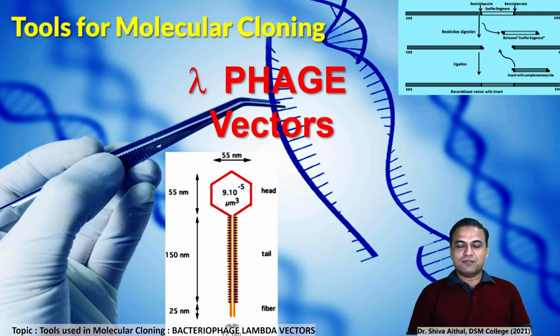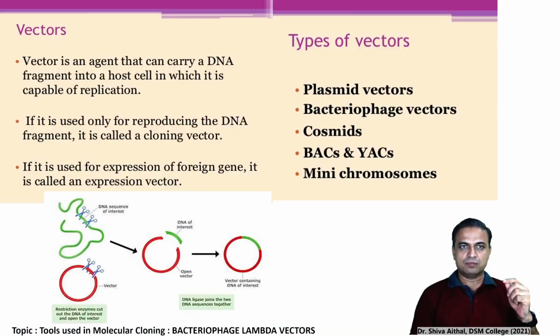Hello and welcome, dear friends, once again to our discussions on tools for molecular cloning. In my last lecture, I had given you a fair idea about the use of plasmids as vectors for molecular cloning. Today, we will see the use of phages, bacteriophages, with special reference to Lambda phage as a vector for recombinant DNA technology or molecular cloning.